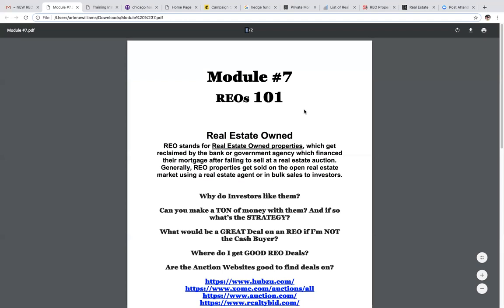Generally, REO properties get sold on an open real estate market using a real estate agent, or in bulk sales to investors. So that's important to remember. They get sold primarily two ways: on the open real estate market using a real estate agent, and or in bulk sales to investors.